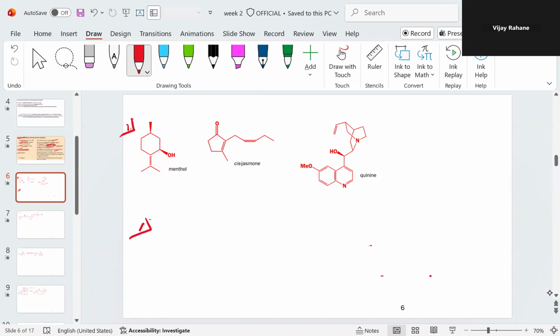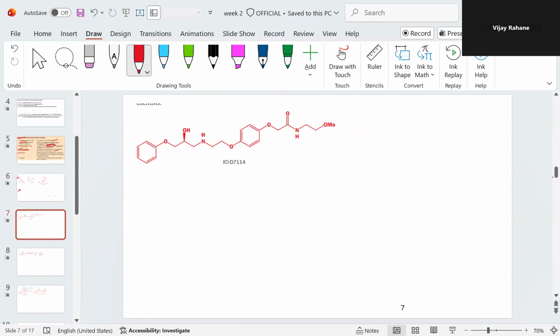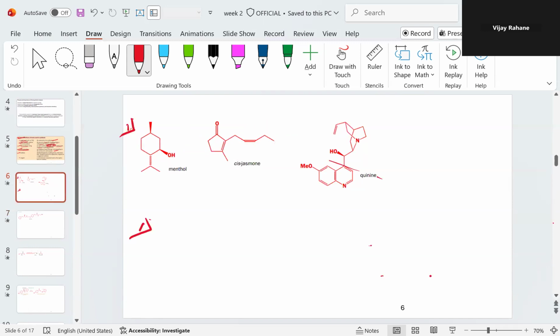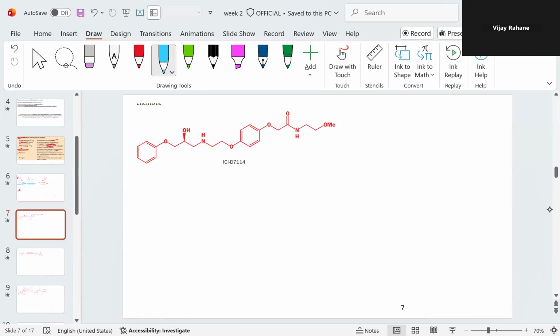The structures were identified. And once the structure is identified, for example, such materials like the structure of menthol, obviously it's a natural product, they then looked for the synthetic route for preparing such natural products. This is the cis jasmone, and another is the quinine. So these are the natural products. We'll see some examples.